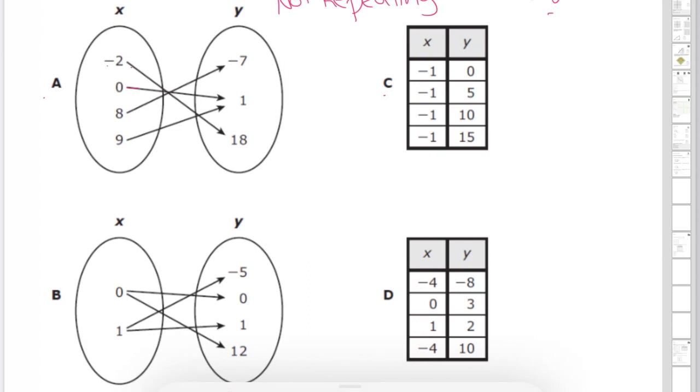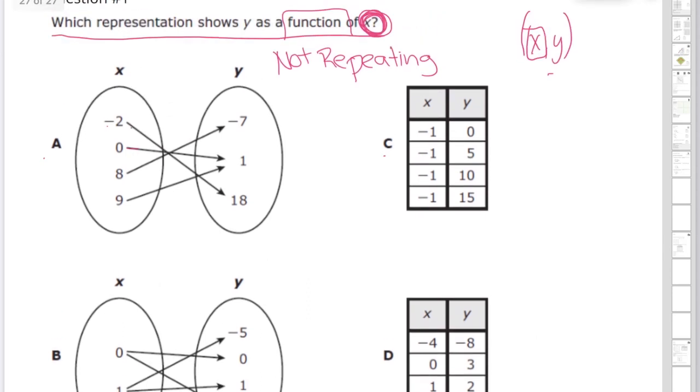Remember, our question says which one shows it as a function. So if it's a function, it is not going to repeat. So we are looking for the one that is not repeating, no repeating x. So I look at the first answer choice, letter A. I'm looking at x, so I'm going to box that in because that's all I'm focused on. And I'm going to pay attention to the lines that are coming from this mapping.